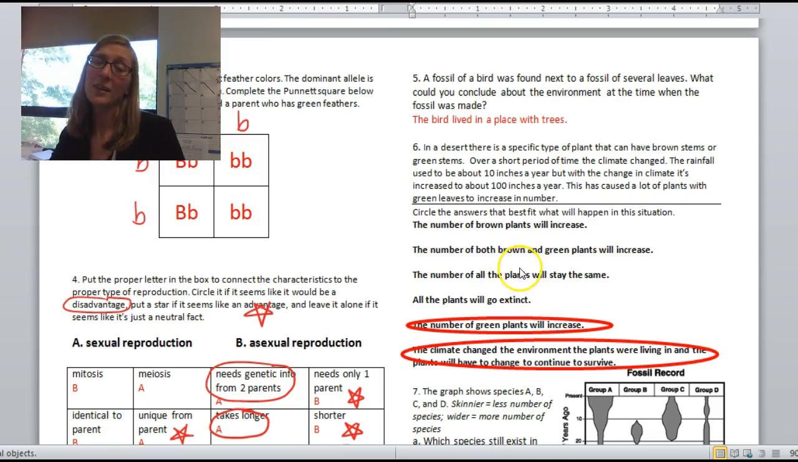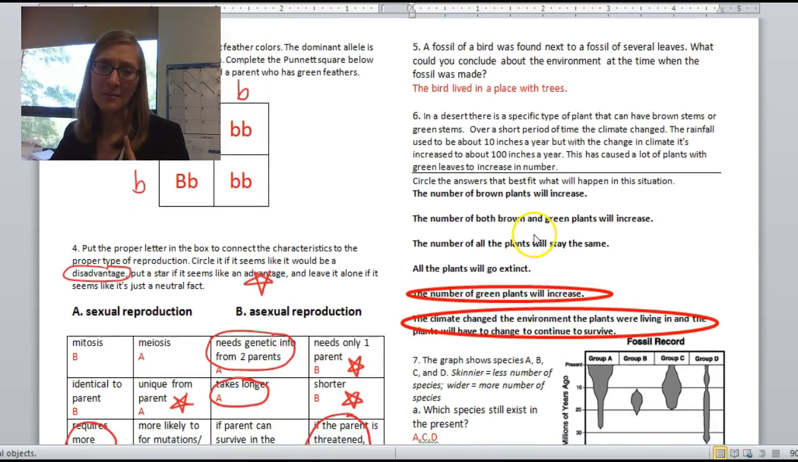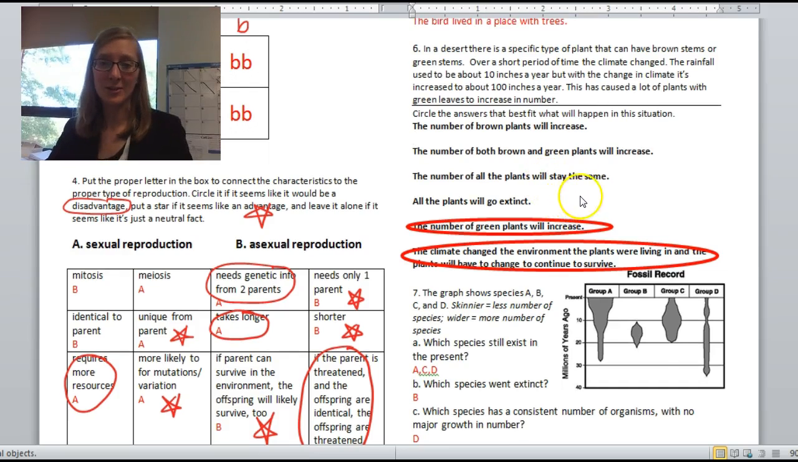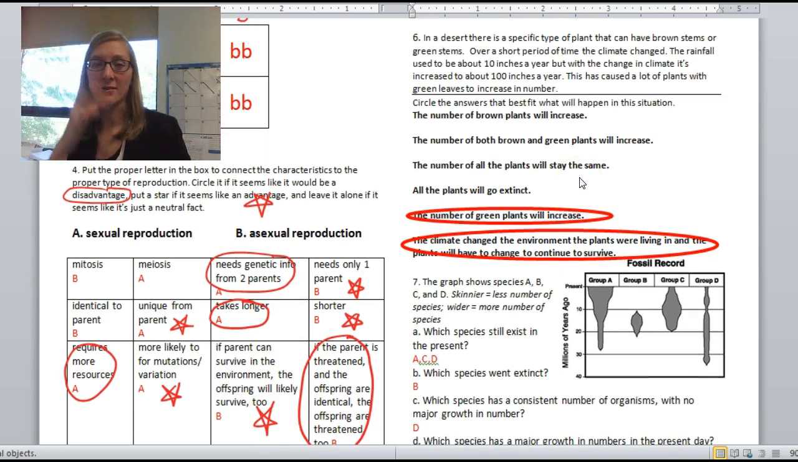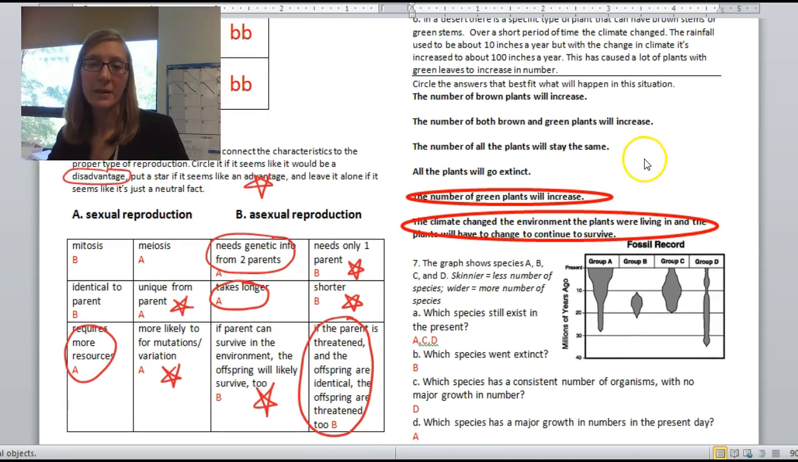All right, number 6. Bear with me because I made a silly mistake. So in a desert, there's a specific type of plant that can have brown stems or green stems. Over a short period of time, the climate changed. The rainfall used to be about 10 inches a year, but with the change in climate, it's increased to about 100 inches a year. This has caused a lot of plants with green leaves to increase in number. So what will best fit the situation?